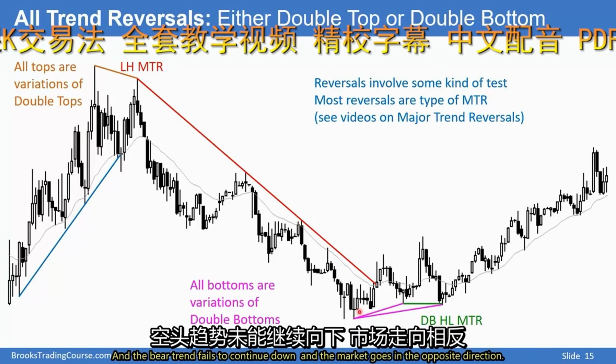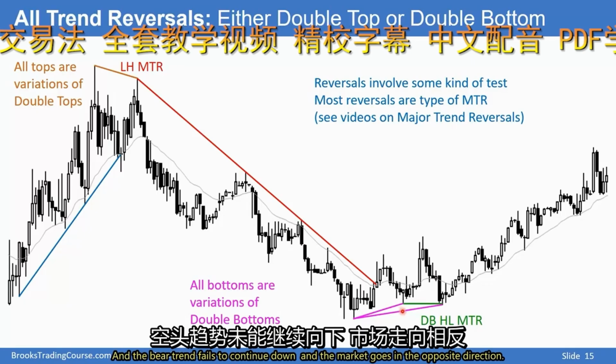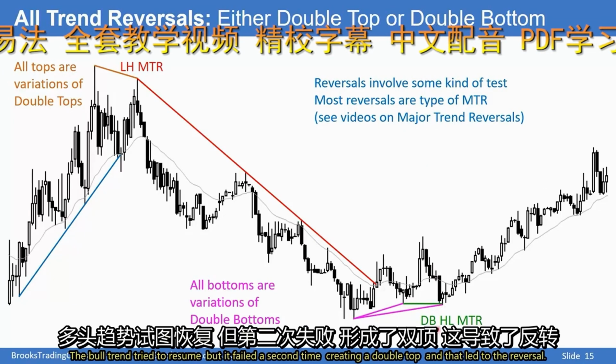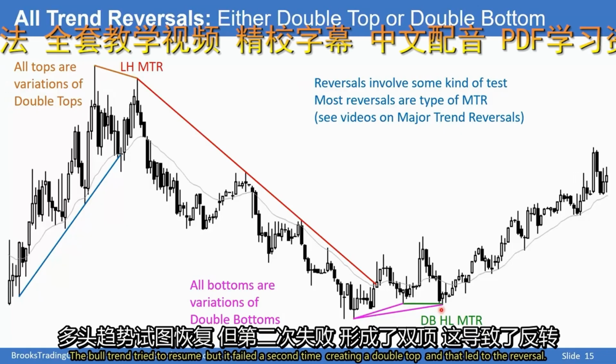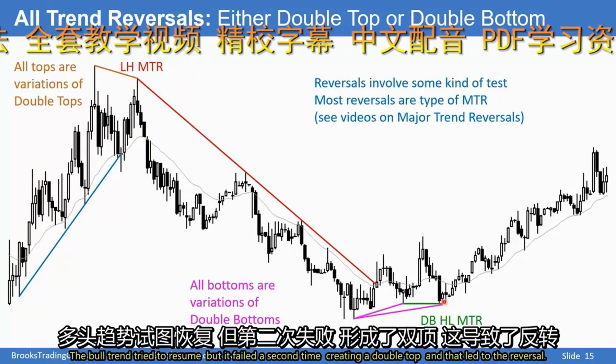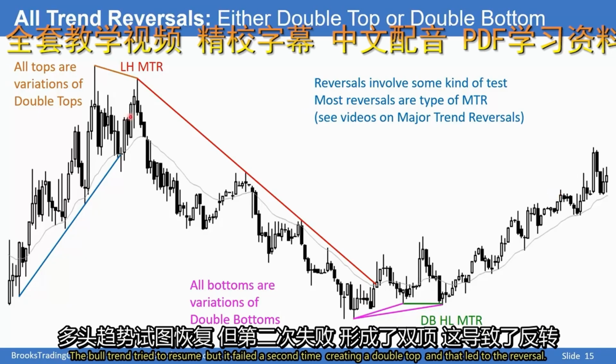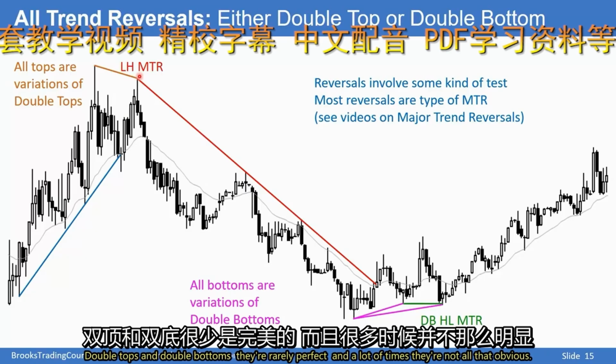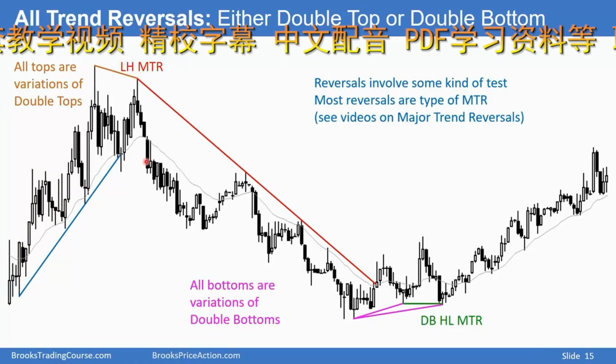A bear trend, and then a test of the bear trend here and again here, creating some kind of a double bottom. And the bear trend fails to continue down, and the market goes in the opposite direction. The bull trend tried to resume, but it failed a second time, creating a double top, and that led to the reversal.